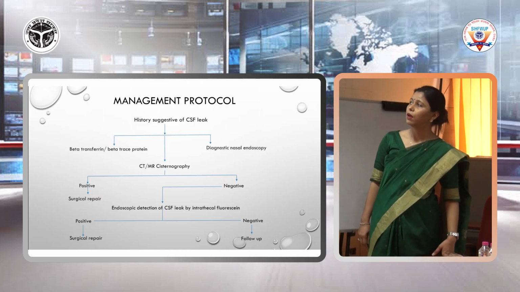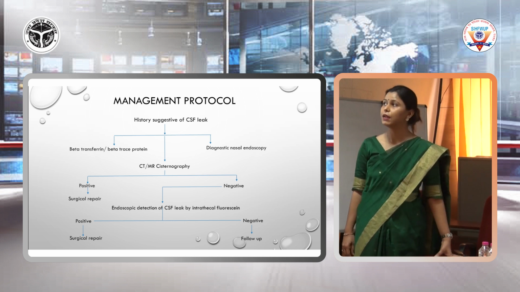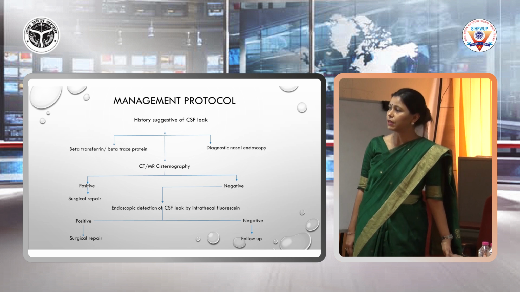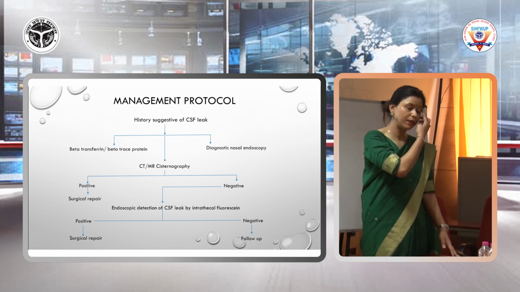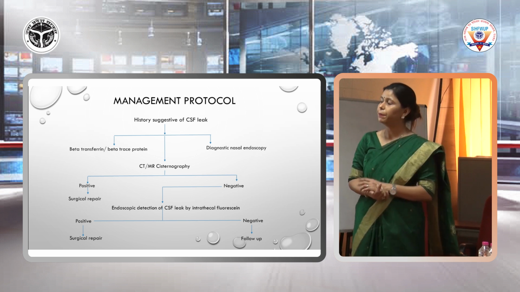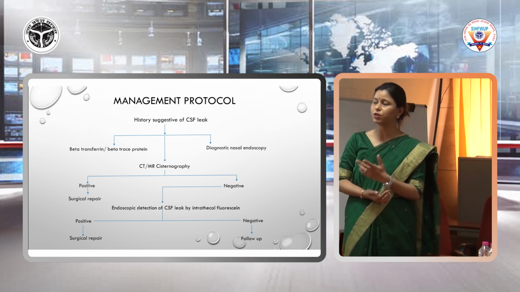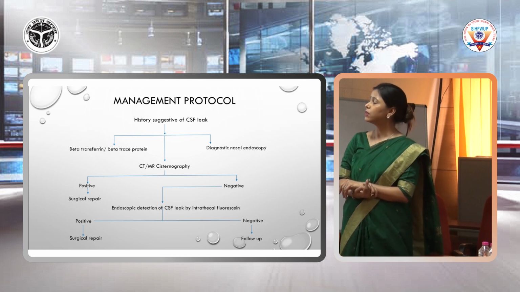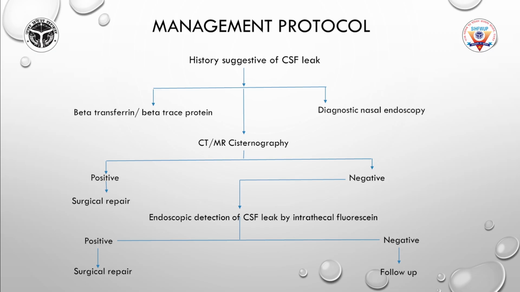Then the management protocol: first of all a good history, then examination, CSF analysis. I have not written it, but CSF analysis is important because I send it first for CSF analysis only. Beta 2 transferrin can't get it done, beta trace protein can be done. Then diagnostic nasal endoscopy is also a must, because in diagnostic nasal endoscopy one can see the site of leak, the pulsations and the dural prolapse also.